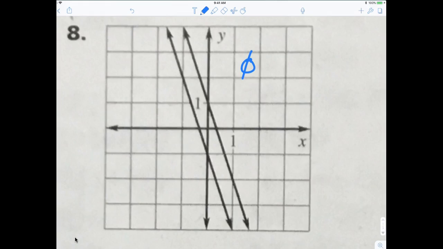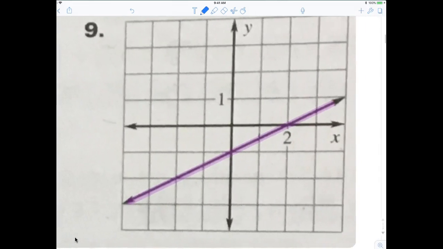The reason it is no solution is because, do the lines intersect? No. They are called what? Parallel. They are called parallel. So again, they do not intersect. All right. Now let's take a look at question number 9.